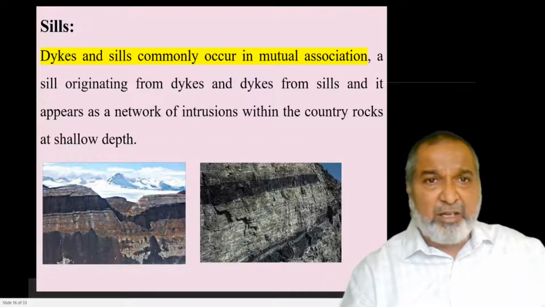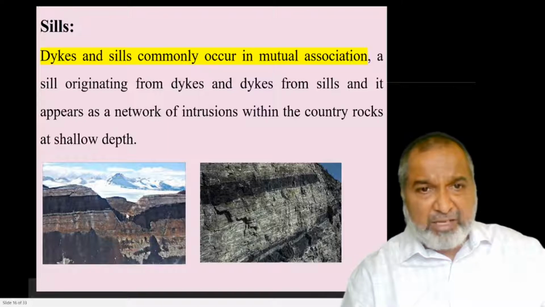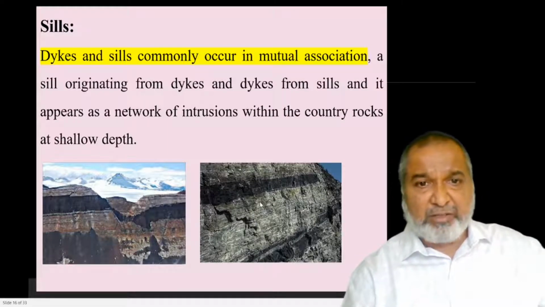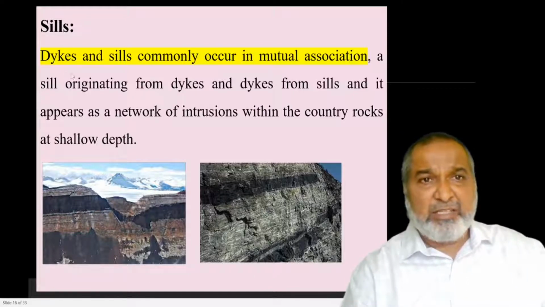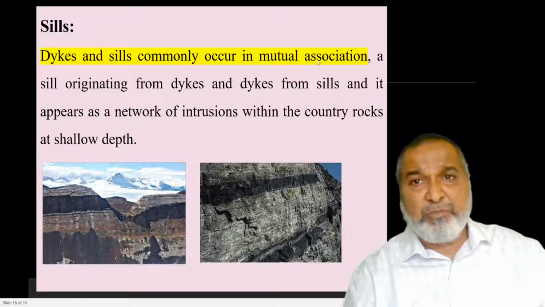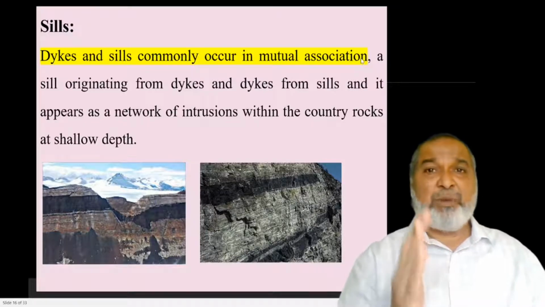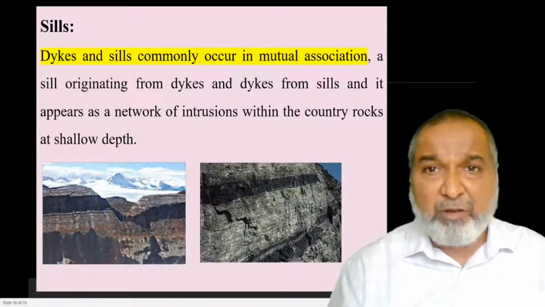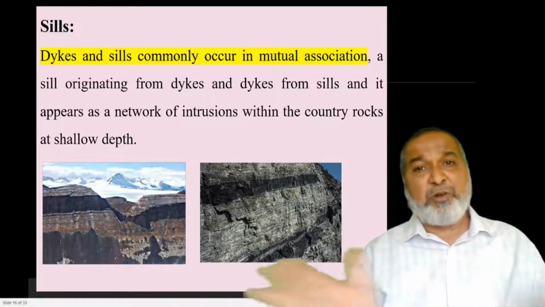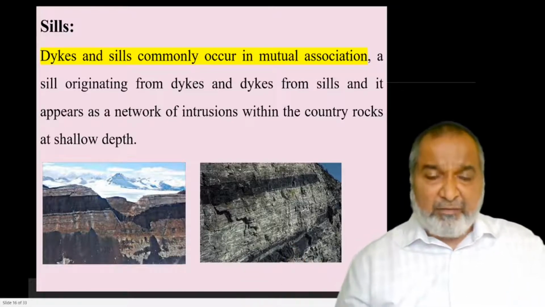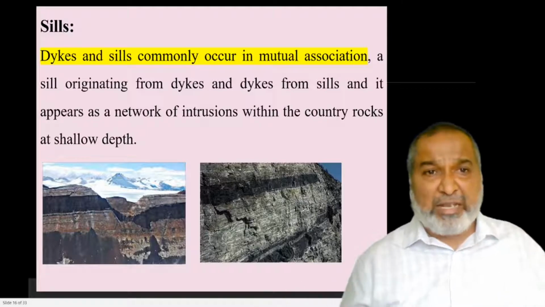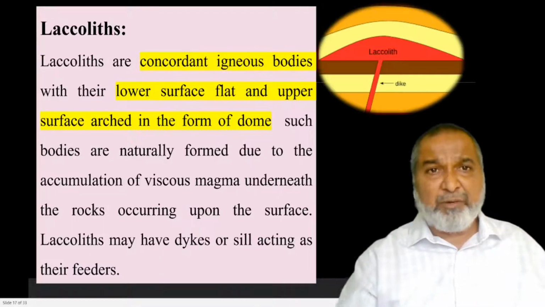Now you can see the photographs here. This is the sill. You can see these are the horizontal sill projections. Sills and dikes, you can see this is the dike. Dikes and sills commonly occur in mutual association, because the magma supply will be coming from the dike, a vertical intrusion. And with that supply, we get horizontal emplacement, or injection, within the sedimentary rock to give rise to the sill.